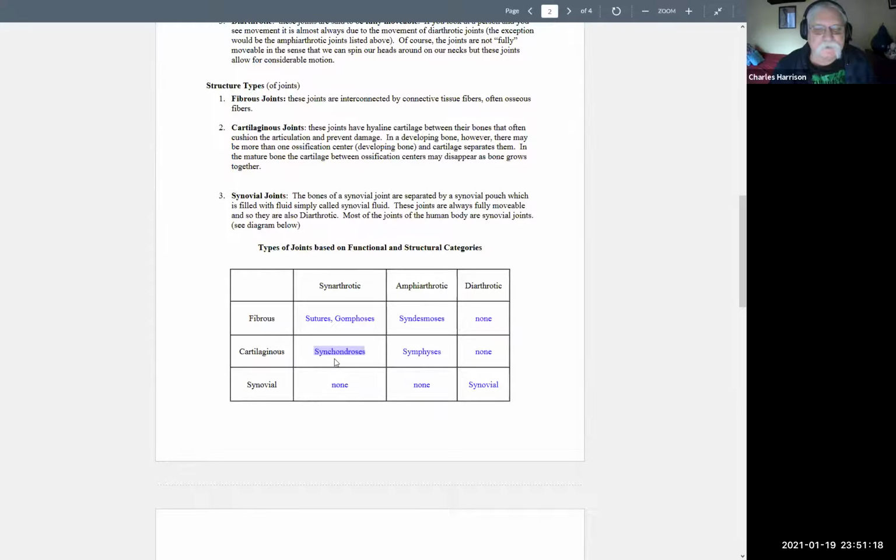And that cartilage stays there, increases in size as your arm grows. But sooner or later, your arm grows to completion, and the upper and middle arm join, and the cartilage disappears. And the middle and lower join, and the cartilage disappears. Before that disappearance, however, you have cartilage there, and that's a synchondrosis.